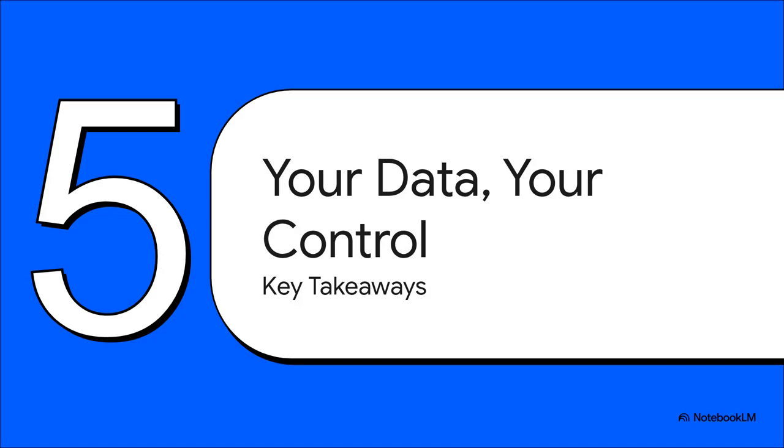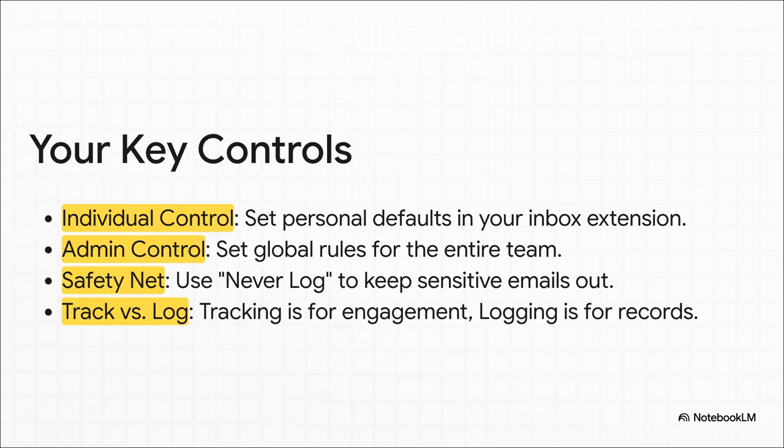Whew, we have covered a lot of ground here, from the big ideas to the exact clicks you need to make. So let's bring it all home and recap the most important points that put you in complete control of your email data. Okay, let's lock this in. Four key things to remember. One, you have individual control right there in your inbox. Two, admins get to set the global rules for the whole team. Three, that never log list is your absolute best friend for clean data. And four, the big one, tracking is for engagement, logging is for the record.